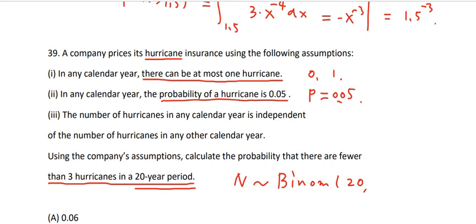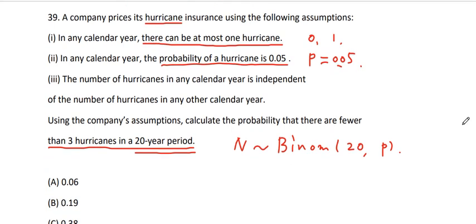During a 20-year period, how many times does this thing happen? So this is a binomial distribution, and p is 0.05. Once we know this, such a problem becomes very easy. It's just the binomial distribution. Fewer than 3 means N can be 0, 1, or 2. It cannot be 3, so only the 3 cases.